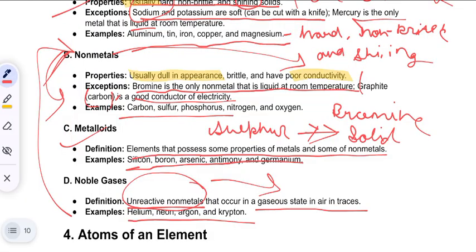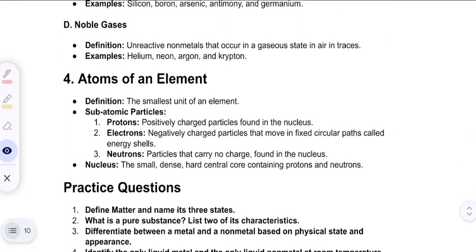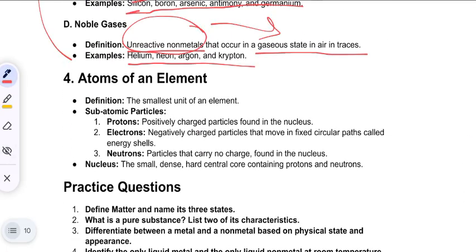Okay. Now after that we are going to talk about atoms of an element. We were talking about different types of elements, now we are going to talk about atoms of an element. What is an atom? Atom is the smallest unit of an element. In my previous video on the digestive system in biology, I told you that the basic unit of life is the cell. In this way, the basic unit of an element is the atom.